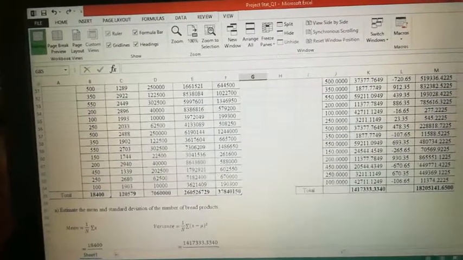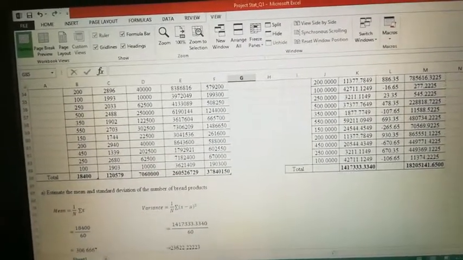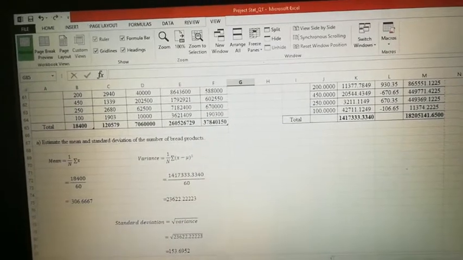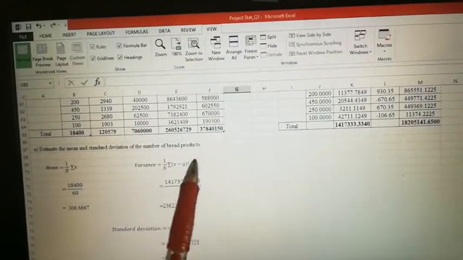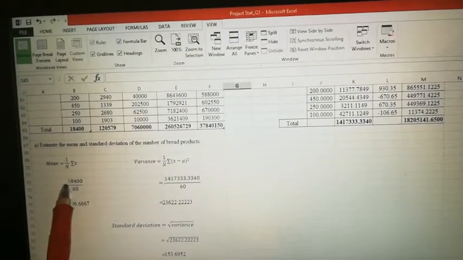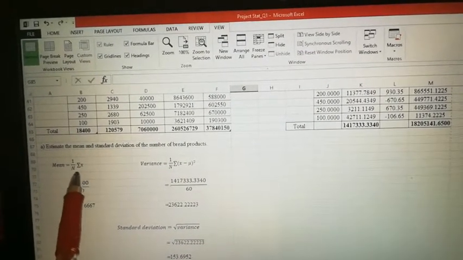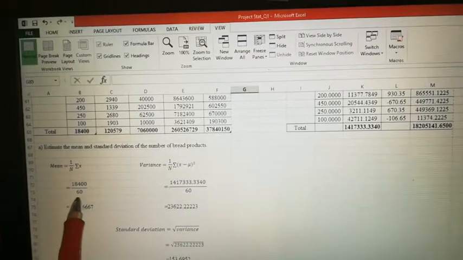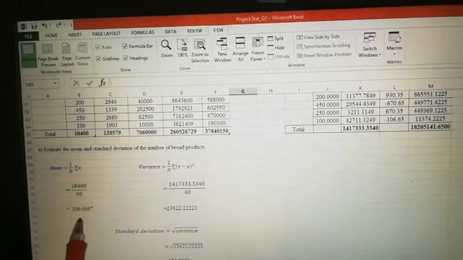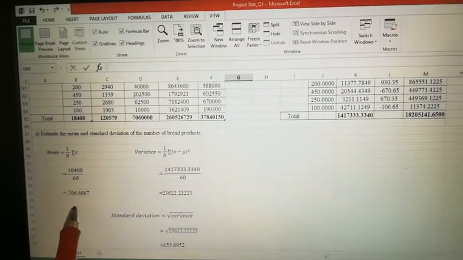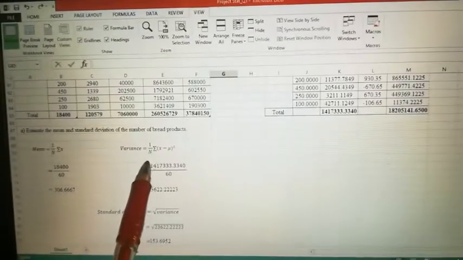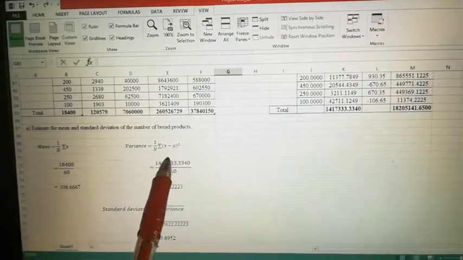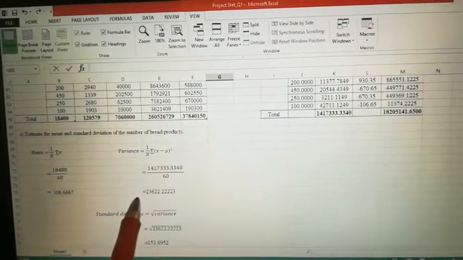Okay, for question A, estimate the mean and standard deviation of the number of bread product. First, we have to find the mean for the number of bread product. We use the formula 1/n summation of x. Then we calculate until we get this answer, 306.6667. Then for the variance, using the formula 1/n summation of x minus mean squared.